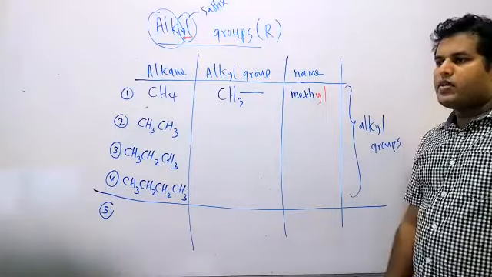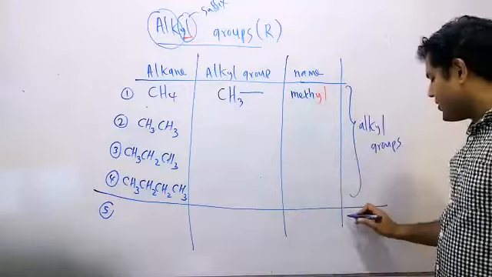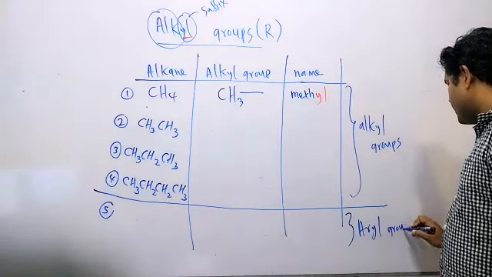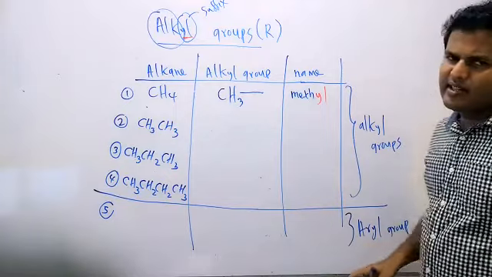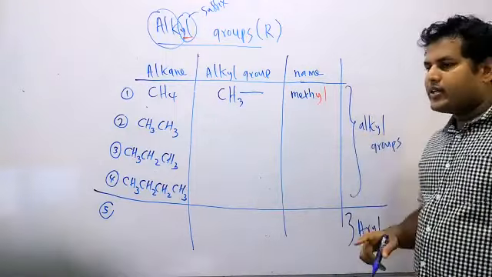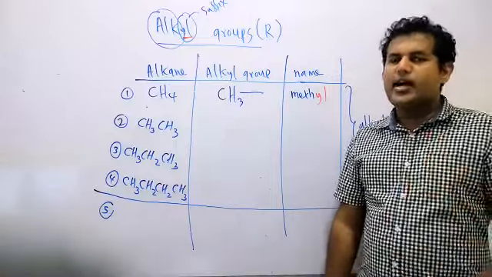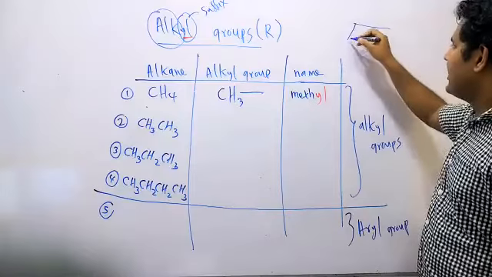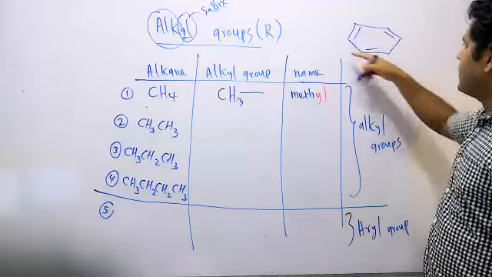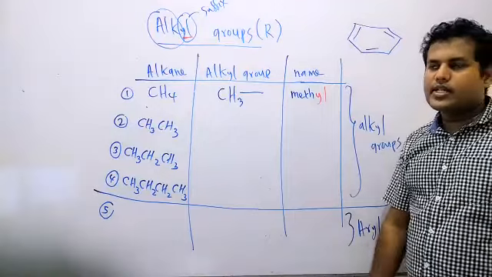Other than the alkyl groups, we can discuss an aryl group. Aryl, A-R-Y-L. What is 'ar'? It suggests aromatic, while 'alk' suggests aliphatic. We have only one aryl group. It's derived from benzene. In benzene we have C6H6, and you have to know we have 6 hydrogens around it.